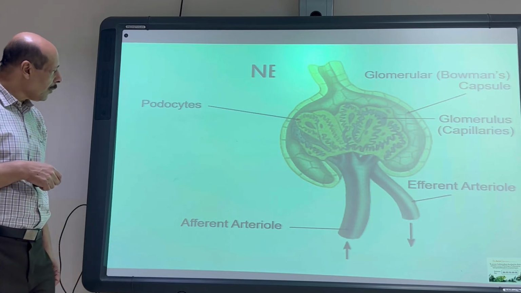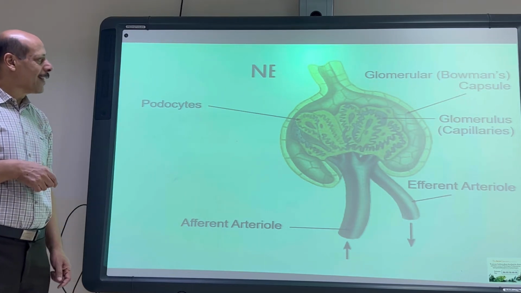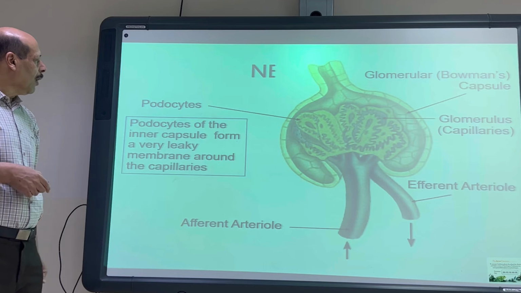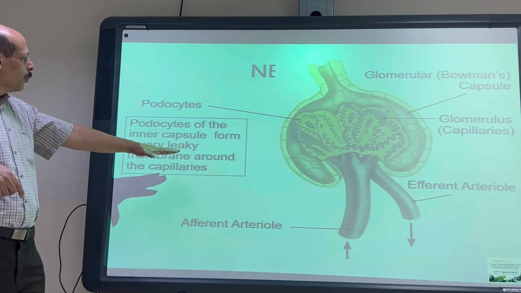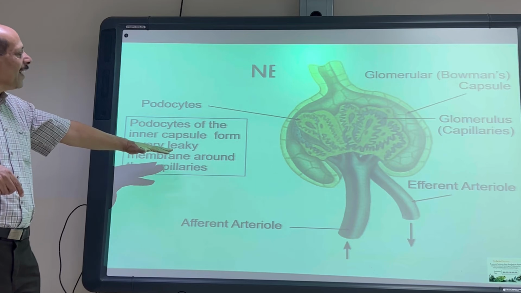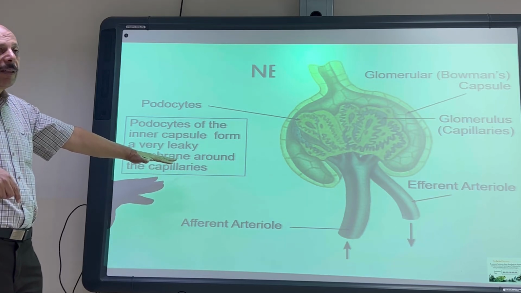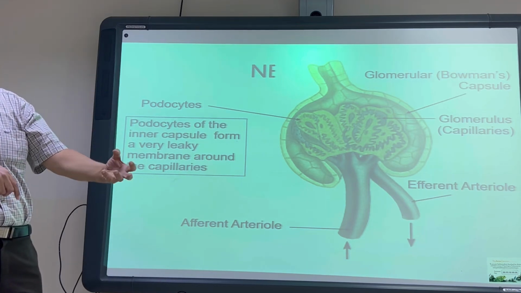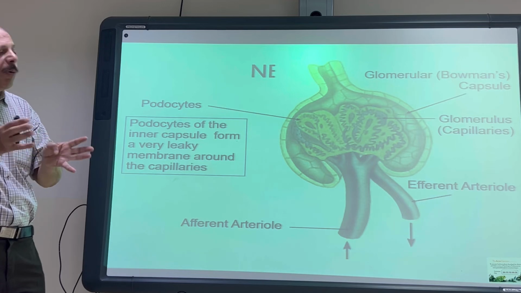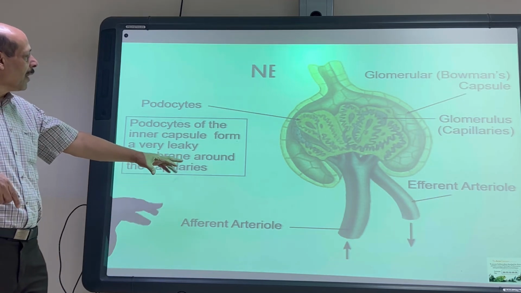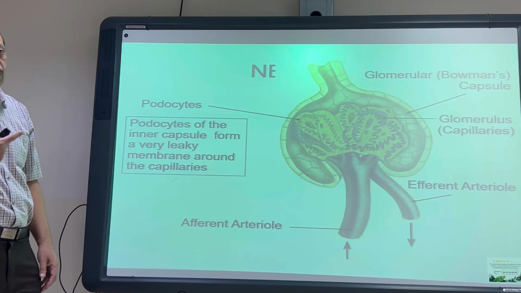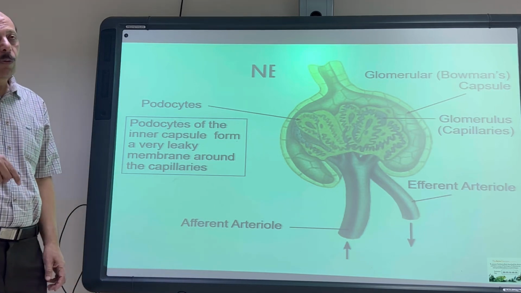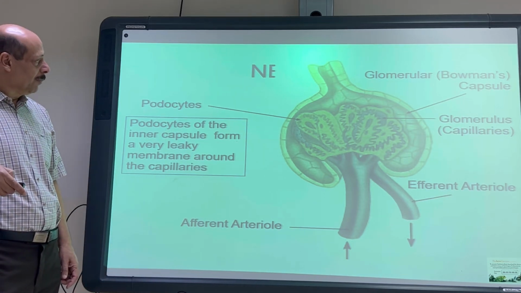This is the podocyte, we call it. So the podocytes of the inner capsule form a very leaky membrane. It is a thin membrane, and due to high pressure, it is a very leaky membrane. Very leaky means that the fluid is coming out through it. So the membrane around those capillaries will lead to leakage of the fluid which is coming from the blood.